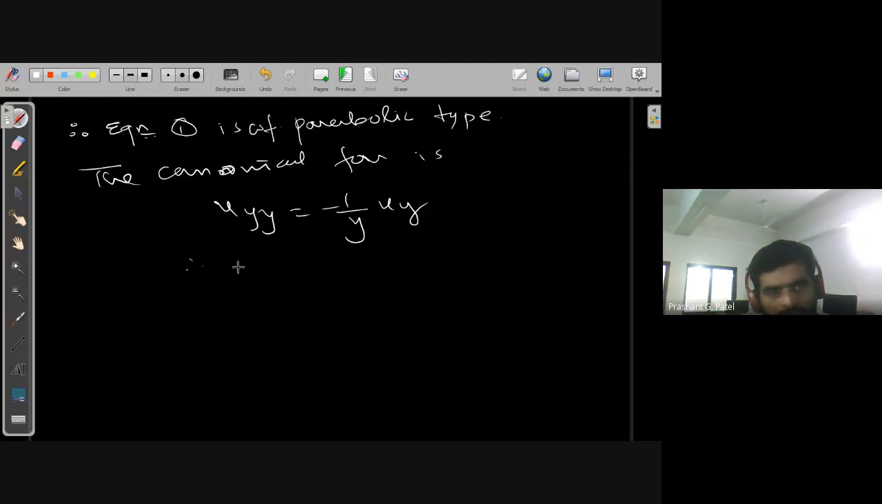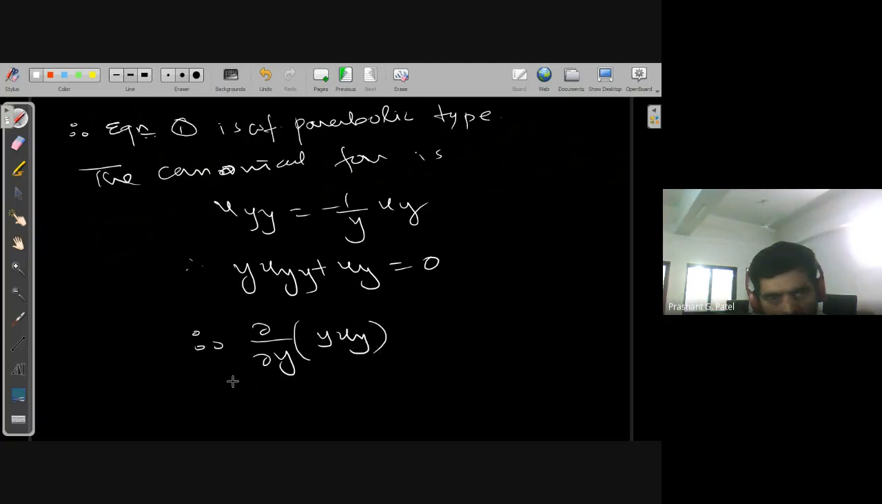And you just observe that y u_yy + u_y = 0. I can write this as ∂/∂y of (y u_y), since the derivative of y with respect to y is 1. So the solution is y u_y = f(x), because here x is independent, where f is an arbitrary function.